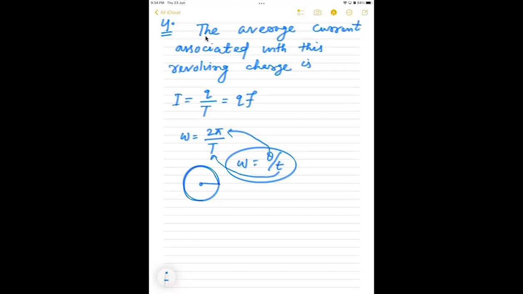Yes or no? So you can write here T is equal to how much? 2 pi by omega. And frequency is equal to how much? 1 by time period. So that is 1 by 2 pi by omega, which is equal to omega by 2 pi, or not? So in place of frequency, you can write I is equal to omega by 2 pi into q. Is that clear, students? Clear or not?